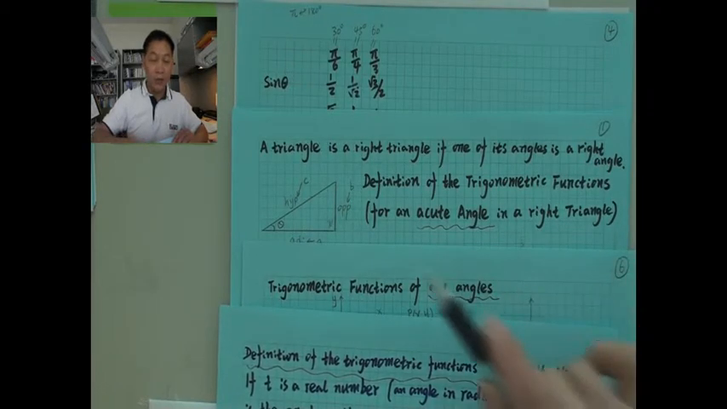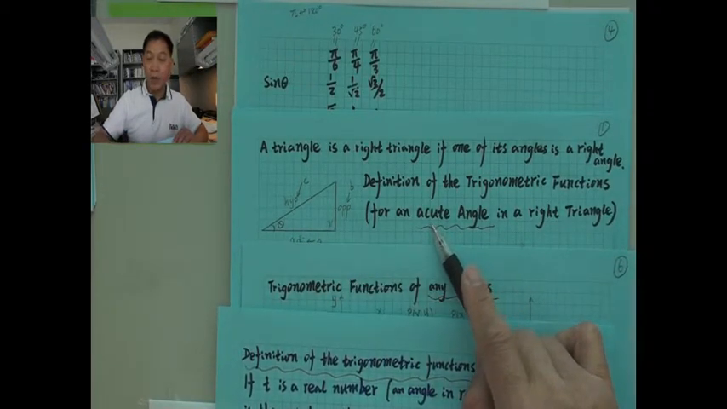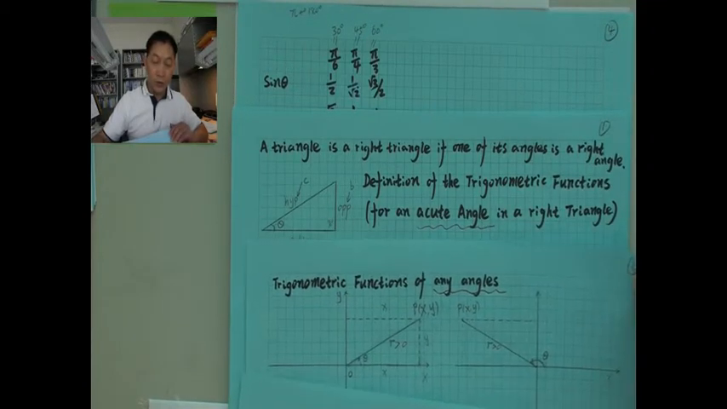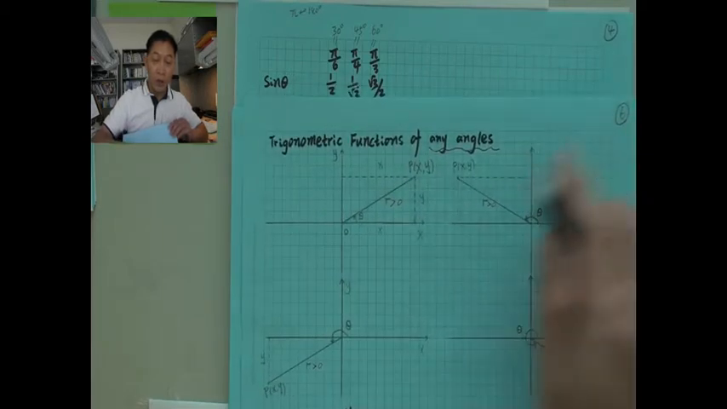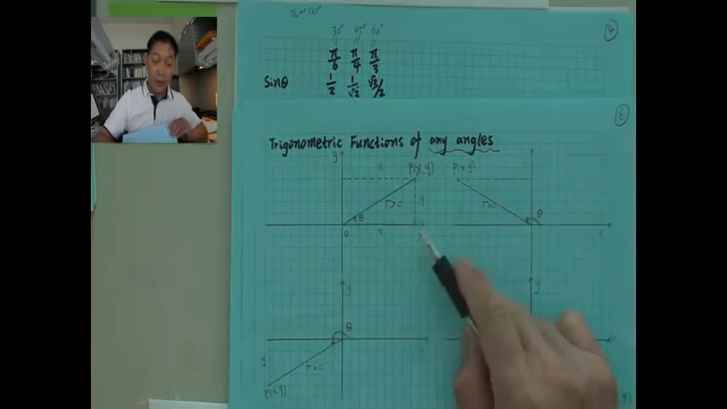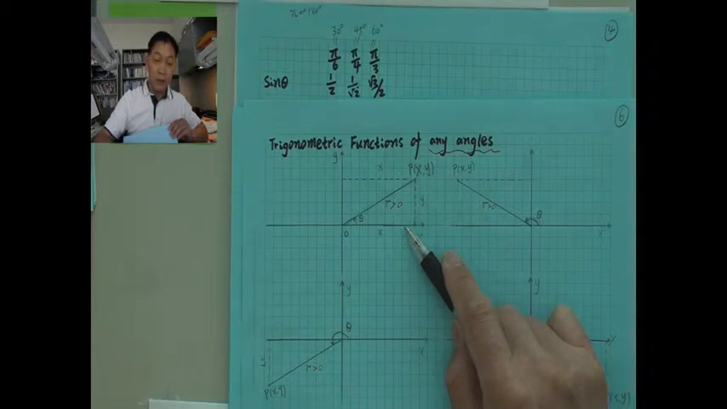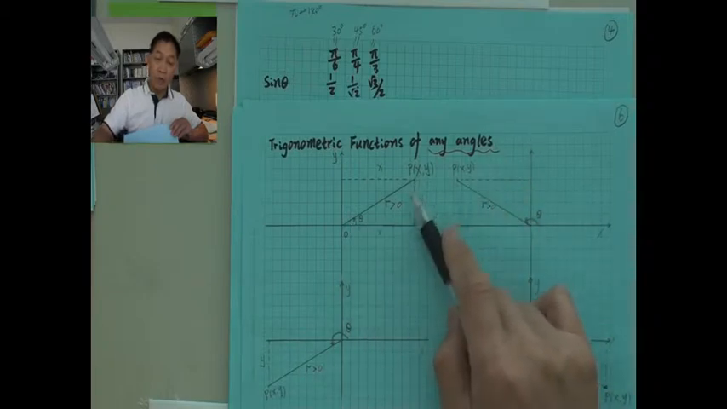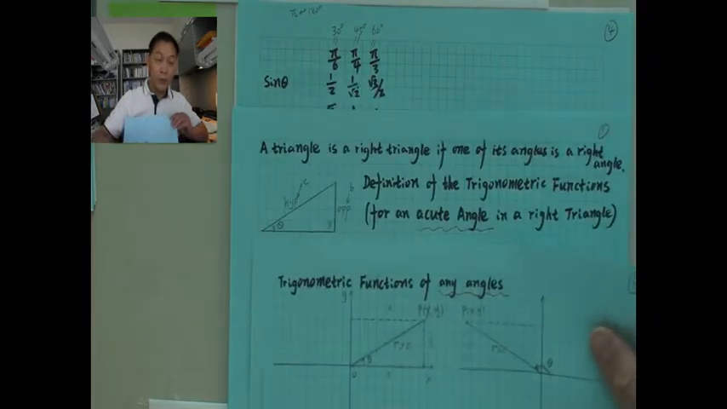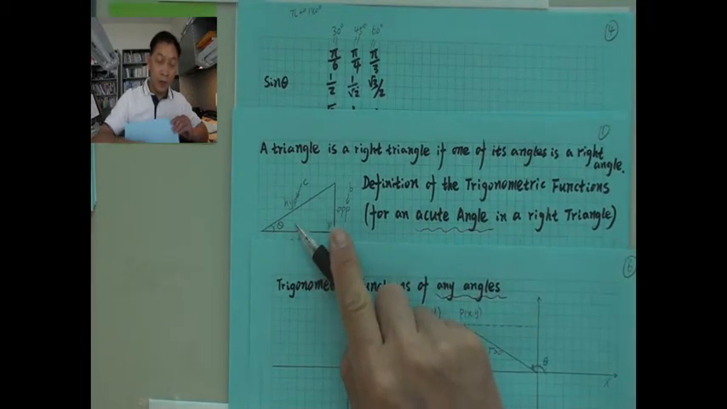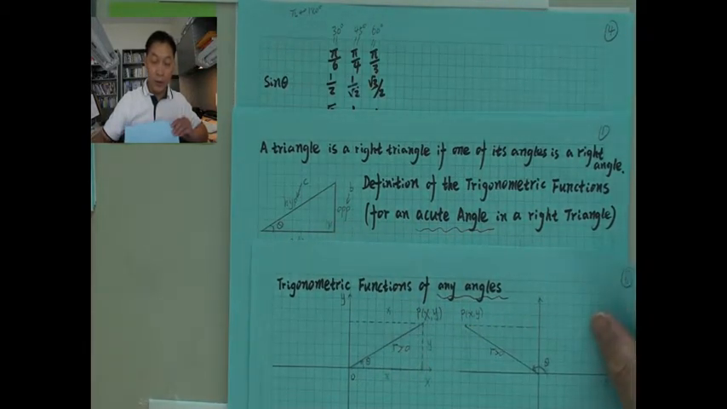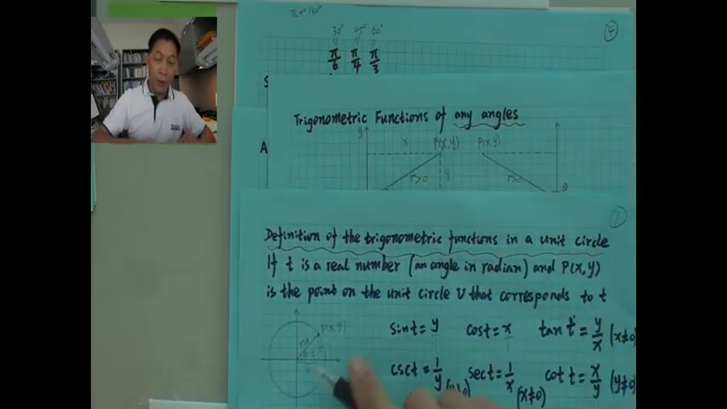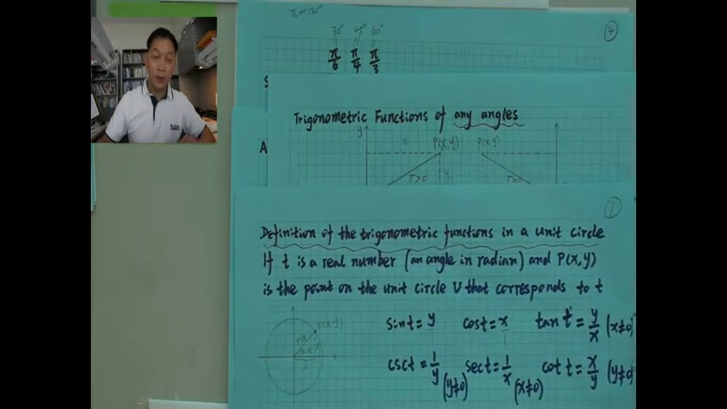All those 3 definitions are consistent. The only thing is that the first one is only defined for acute angles. Then we got a problem with 0. How are we going to define 0? Because 0 is not an acute angle. So we define for any angle after we move the triangle to the xy coordinate plane, and then we restrict r to be 1. All those are consistent.